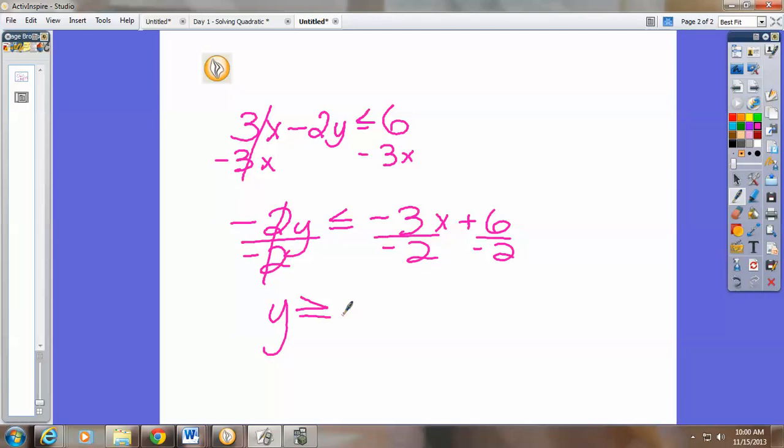Here we have negative 3 divided by negative 2, which is positive 3/2 x, plus 6 divided by negative 2 is negative 3.